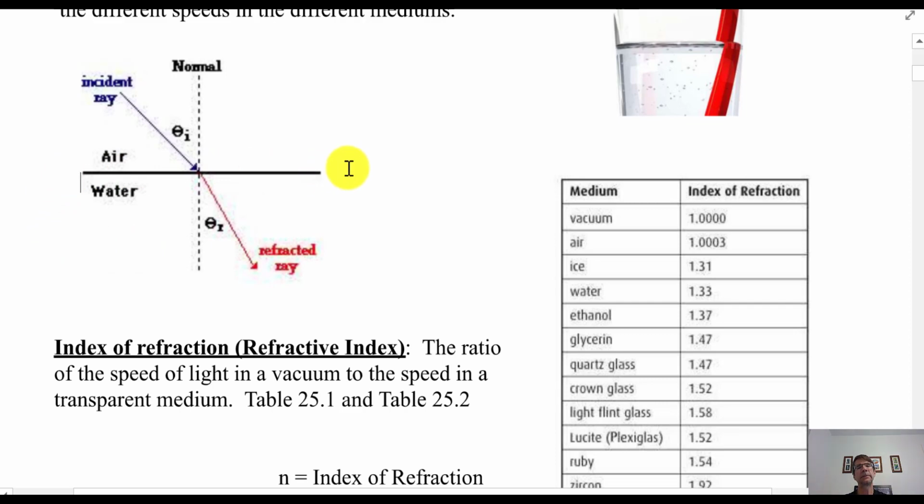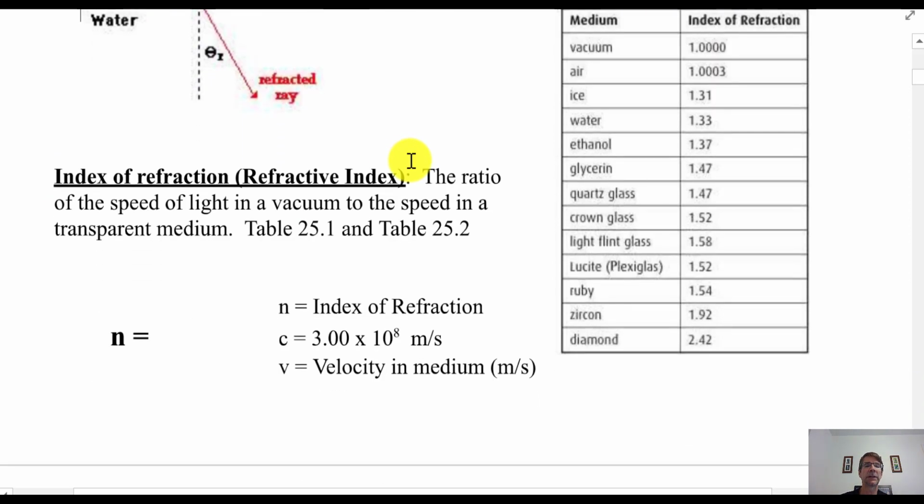But let me give you a few mathematical ideas first, and then we'll talk about which way the light bends. Does it bend toward the normal or away from the normal? So we have this definition for n. N is called the index of refraction, or the refractive index.